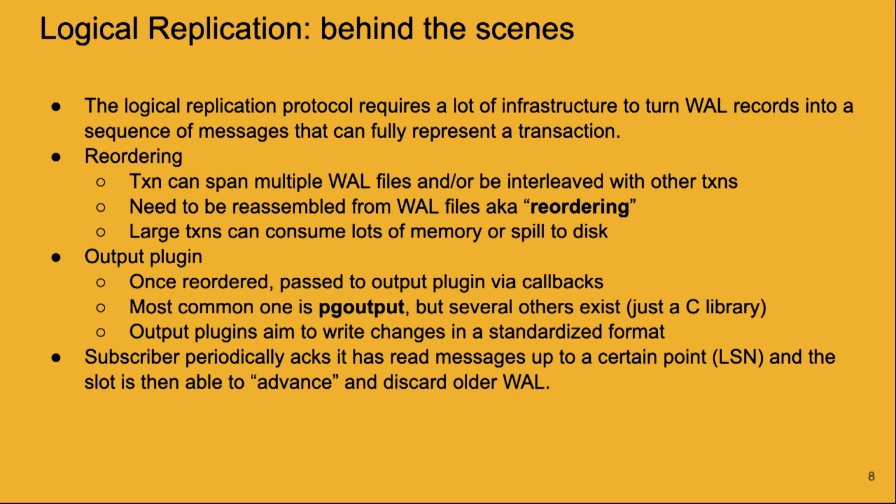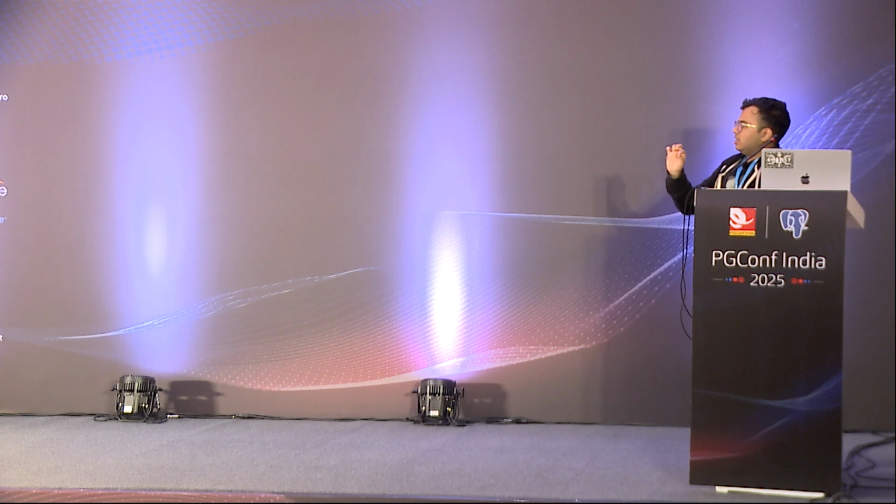The subscriber keeps sending messages to the output plugin and the slot to indicate that it has read these changes. So we get 2 inserts. Then after that, the subscriber tells the slot it has gotten these 2 inserts, and after that, the slot can advance and remove older WAL. So it doesn't have to retain the older files. After the subscriber acknowledges that it has applied changes up to this point, it can advance and discard older WAL.